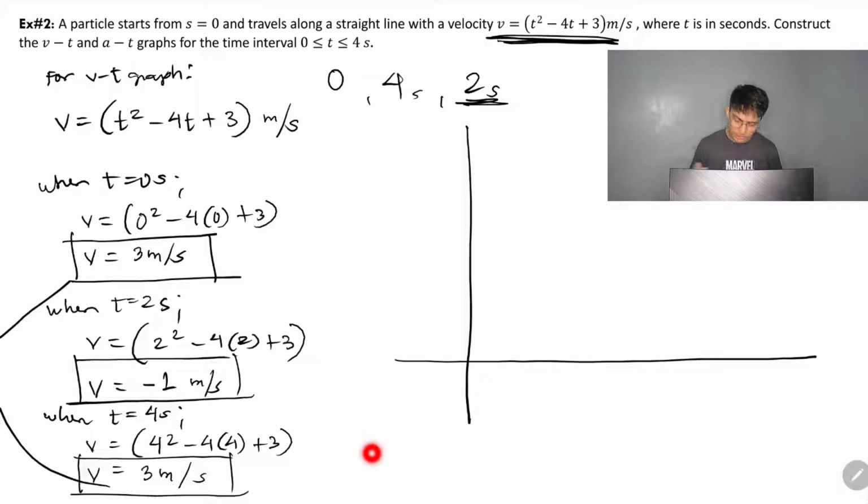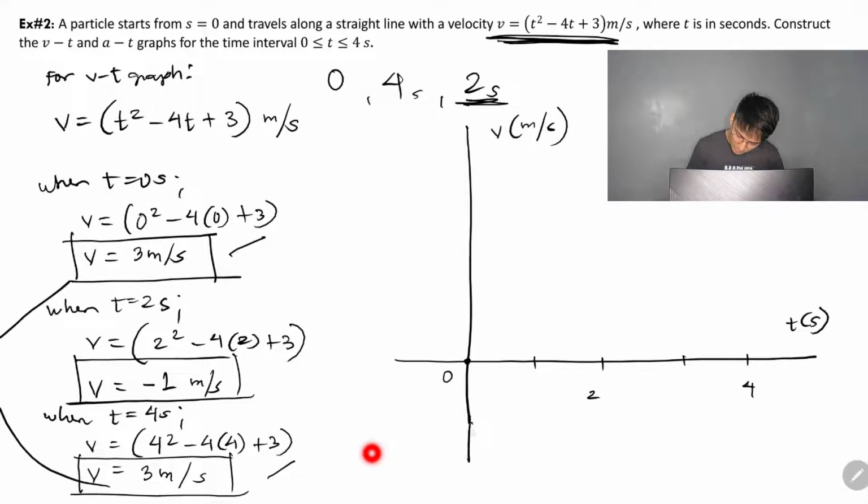So, ilagay na natin yung points ng time. We have 0, 2, and 4. This is 2. This is 4. Yung horizontal axis natin is the time in seconds. And the vertical axis is the velocity in meters per second. And now, dalawa lang yung ating points for the velocity, kasi yung una at saka panghuli is pareho lang naman. Okay? So, lagay natin, we have negative 1 and positive 1, 2, and 3.